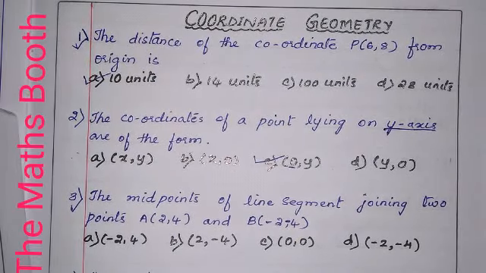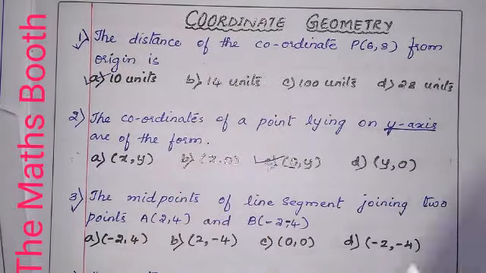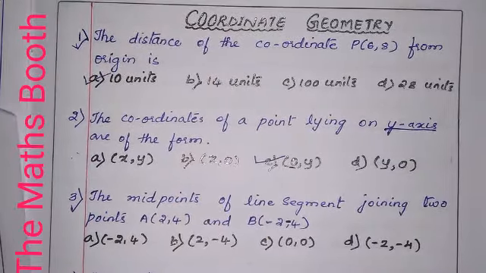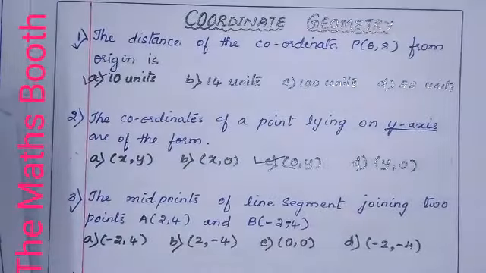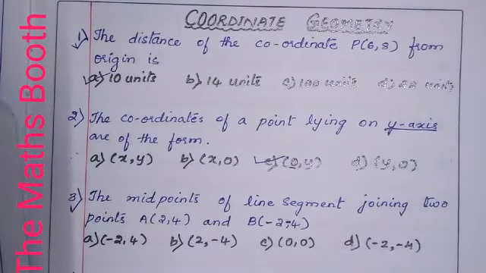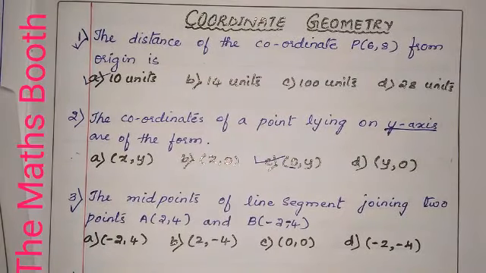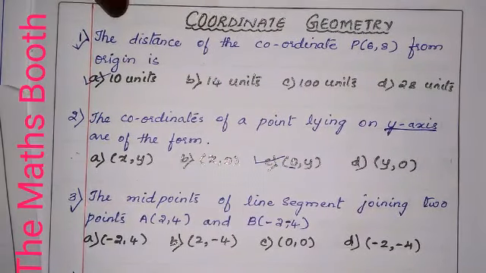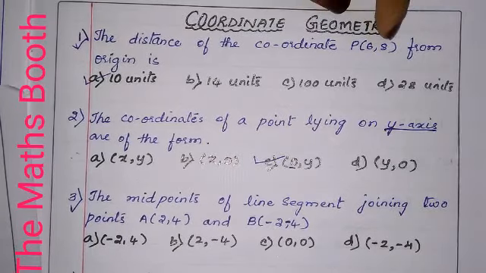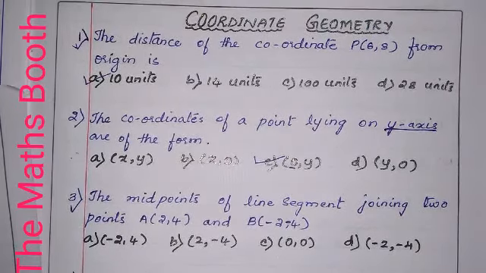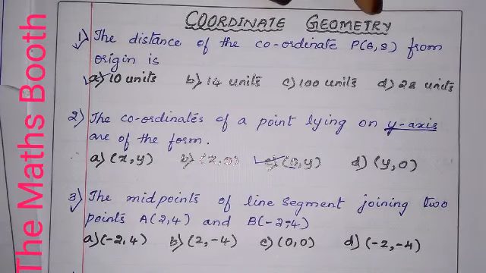Today I am here with the next chapter, that is coordinate geometry. These all are the questions from the department and the model papers. So now we are going to start with the first question: the distance of the coordinate P(6, 8) from the origin is. Here the point and origin.